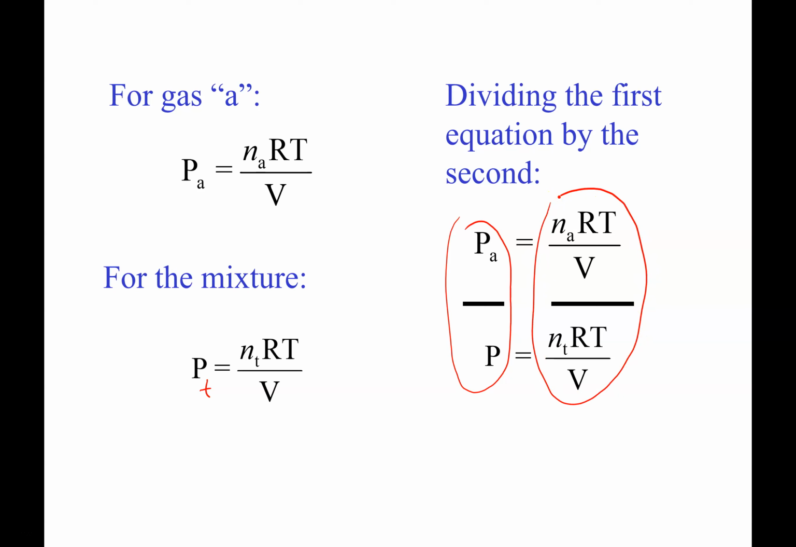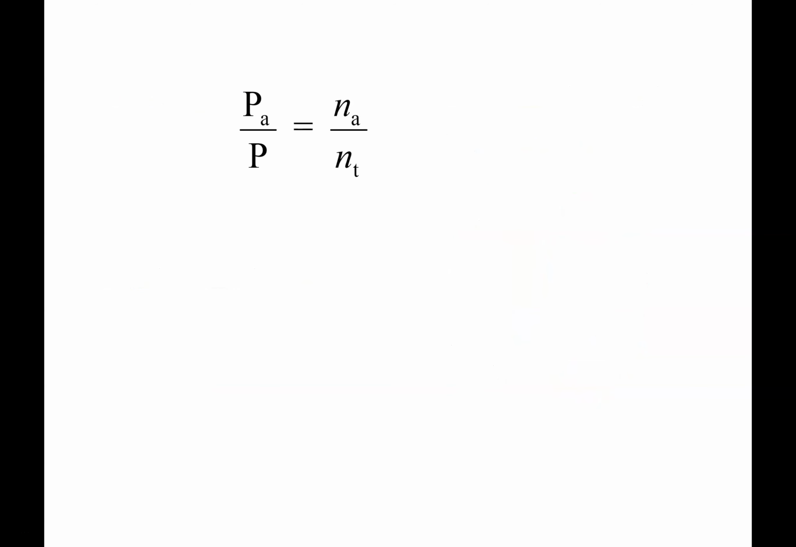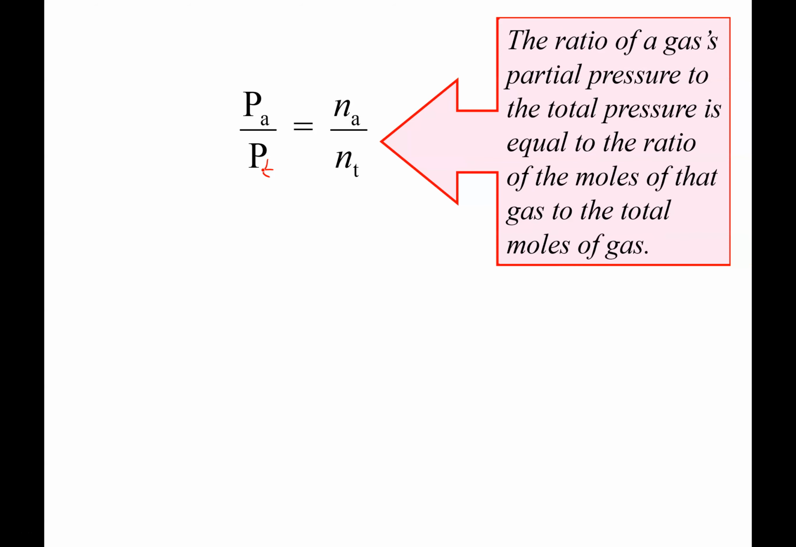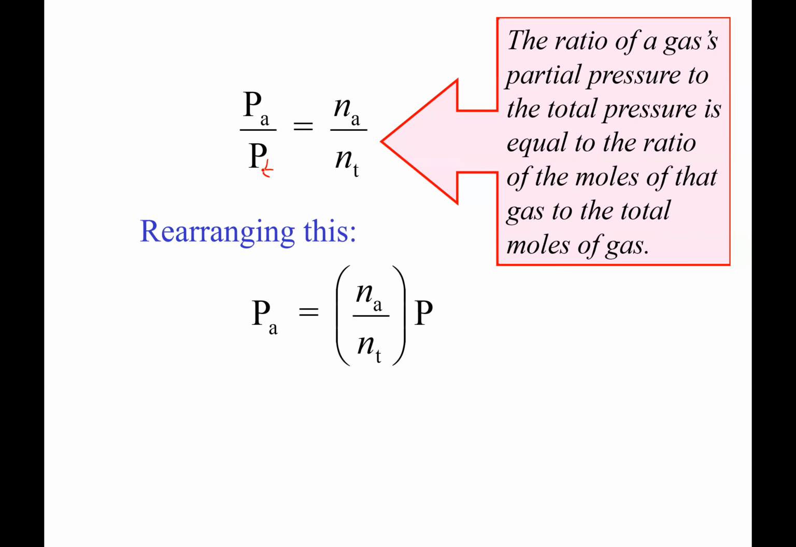Now, the cool thing about that is, check this out. My R and T cancel, my V cancels. So guess what? It ends up looking like this. The partial pressure of A divided by the total pressure is equal to the number of moles of A divided by the total number of moles in the gas mixture. Well, if we rearrange that a little bit, we get something that looks like this, where the partial pressure of A is equal to the moles of A divided by the total moles of gases in that same container, times the total pressure.